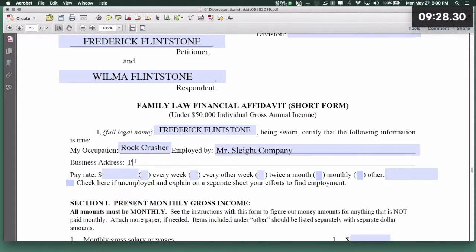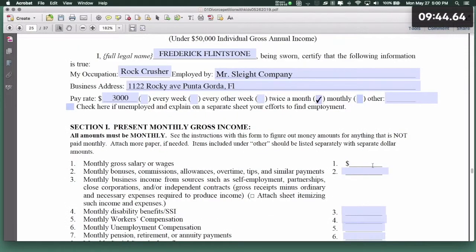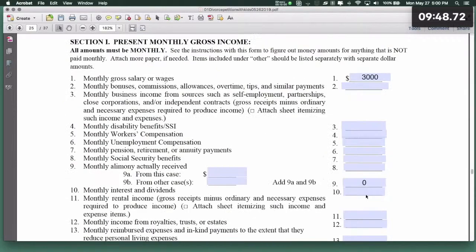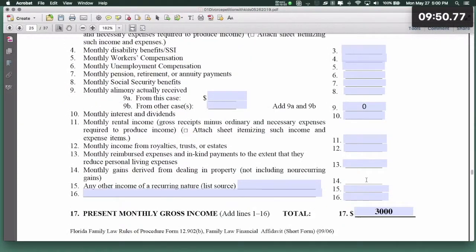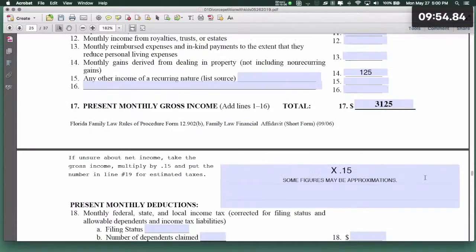Business address, let's say, put the address in, 1122 Rocky Ave, Punta Gorda, Florida. Pay rate, let's say he makes $3,000 a month. I don't know. So the form is real good. It does the math for you. So if you put 3,000 here and you go down here, there it is. Let's say you had other money coming in, 125 bucks. Watch this. Boom, it fills it in for you.